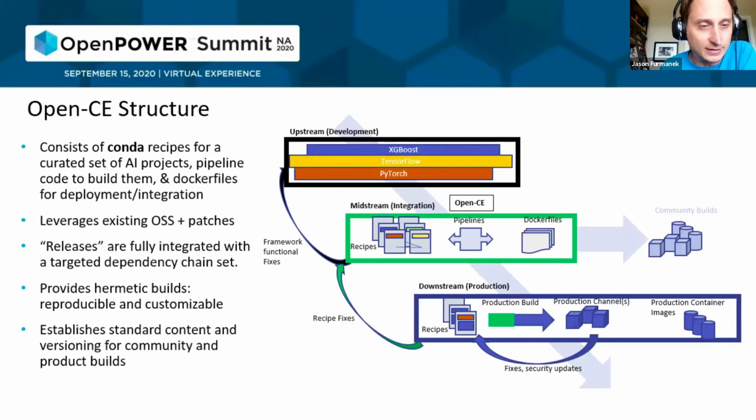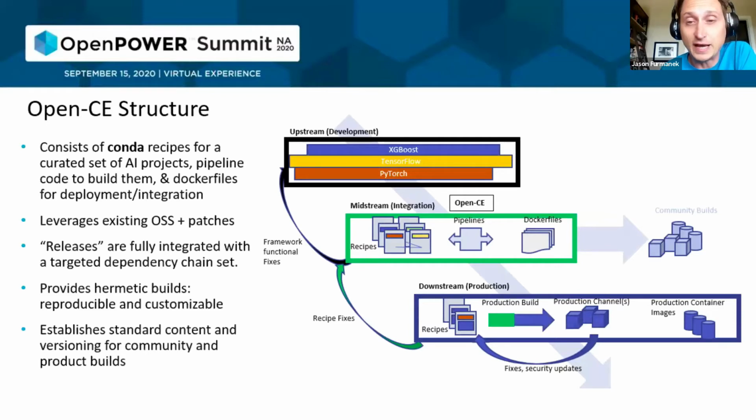Another key piece of this is the hermetic builds. We want to be able to have this build the same way no matter your environment. That's a big piece of it. And today we leverage Conda. Conda is really good at that. And there's a couple of reasons to use Conda I'll get to in just a second. But the end result is a standardized set of content and versions for the community to use and to standardize on.